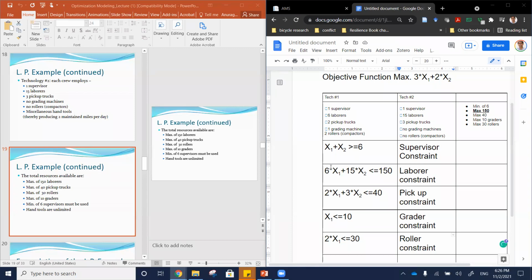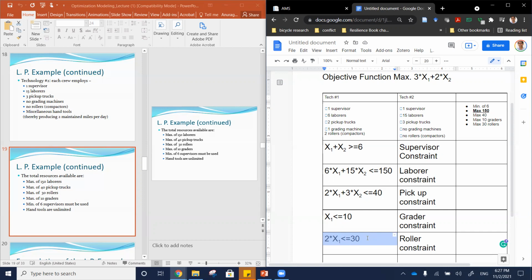Because in the grader and the roller, they don't figure in technology 2. So there is no coefficient for technology 2 when you write those constraints. Just simply x1 has to be less than or equal to 10 and 2 times x1 has to be less than or equal to 30. So now you've written all your constraint equations. There were no constraints for hand tools, because hand tools are unlimited in our problem. It doesn't matter, so we don't have to write the constraint for that. So this is what the equation looks like, 2x1 less than or equal to 30.